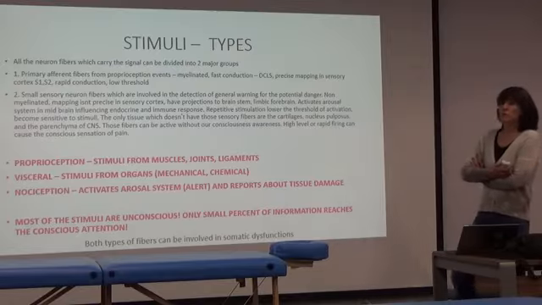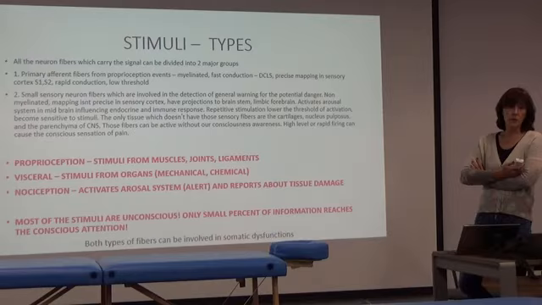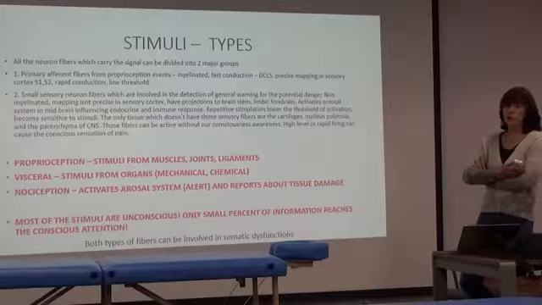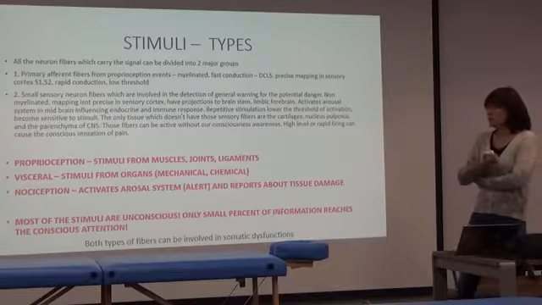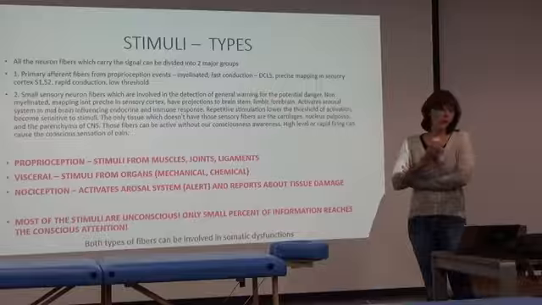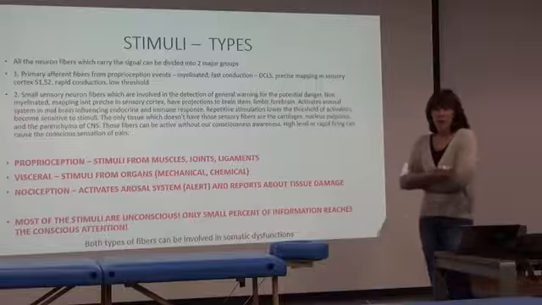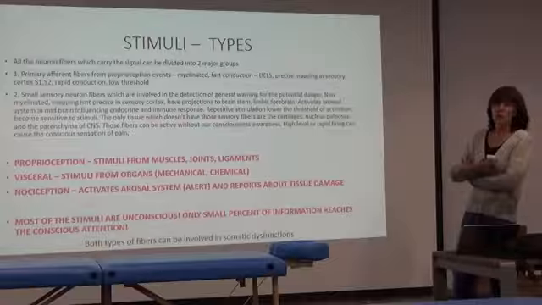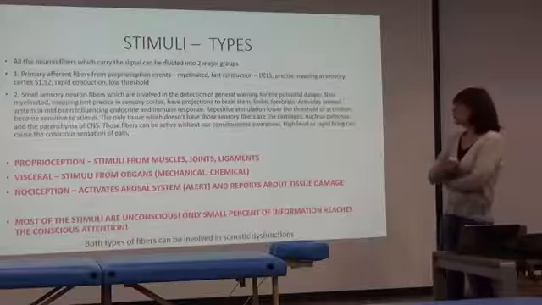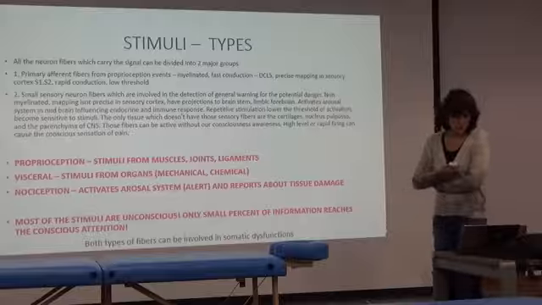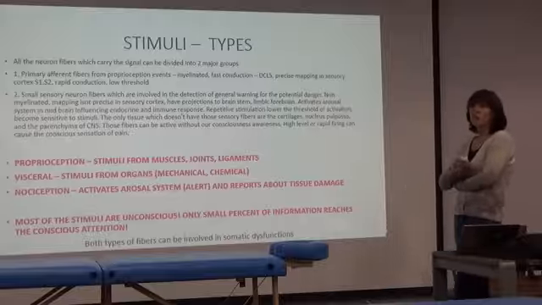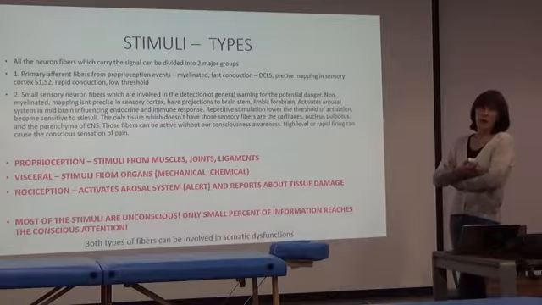We have proprioception. It's stimulus from muscles and joints and ligaments. And all this information from our joints, muscles and ligaments goes to the nervous system, letting the brain calculate our position in space, make sure that we don't fall down, make sure that we can properly do the movements. Then we've got visceral stimulus, and they come from the organs, and they can be mechanical and chemical.